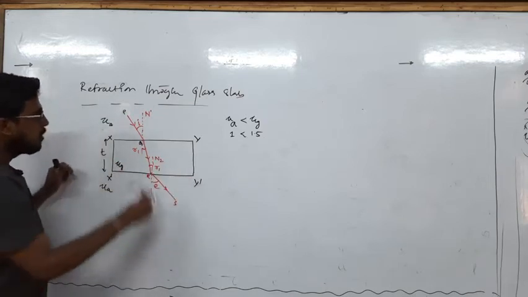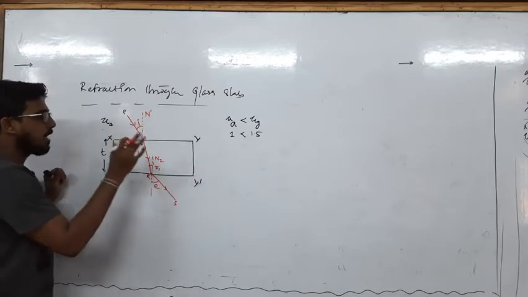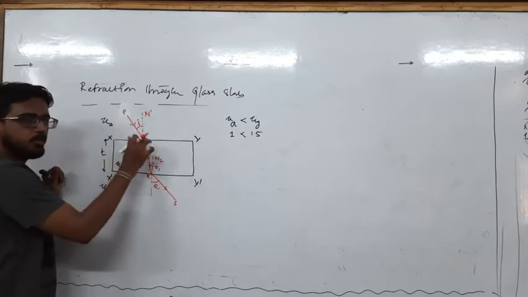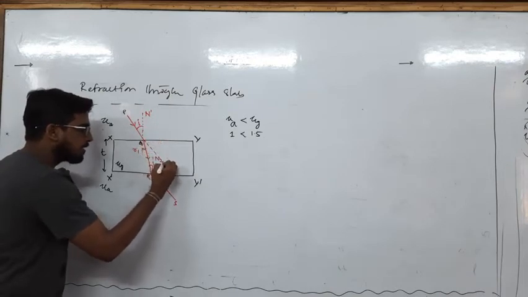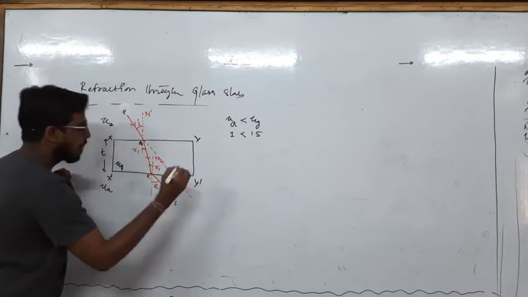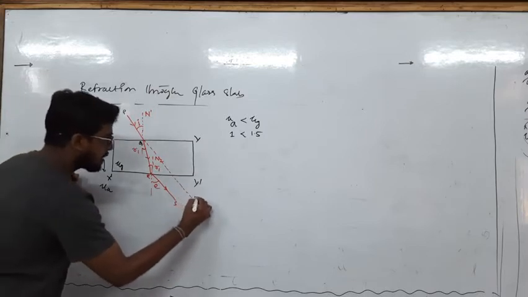Clear? So if the slab is absent, the incident ray PQ would move along the same path like this. Let it be P dash.